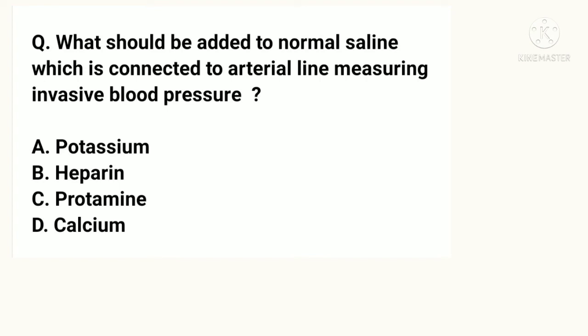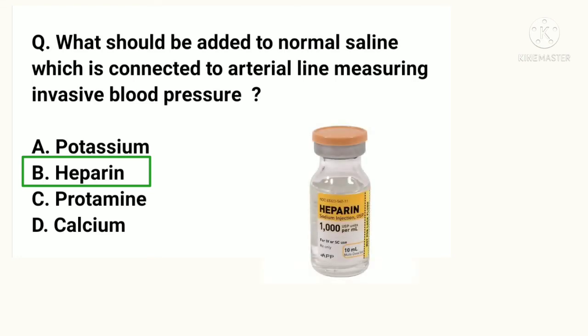What should be added to normal saline which is connected to an arterial line measuring invasive blood pressure? A. Potassium, B. Heparin, C. Protamine, D. Calcium. And the correct answer is B. Heparin. Heparinized saline solution is used to prevent occlusion in the arterial catheter and central venous pressure monitoring catheter.